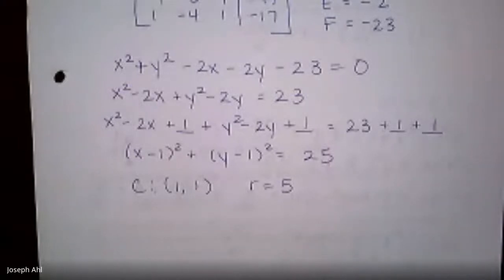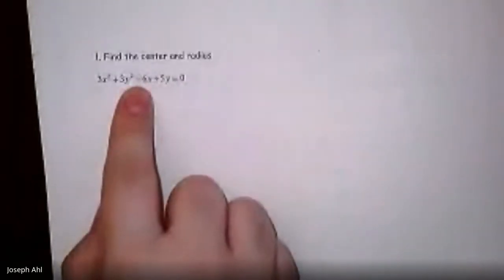Okay, last thing I'm going to do with you is one more complete the square, in case that's something that we still need a little bit more practice with. It's finding the center and radius of this circle right up here. It's actually pretty similar to what we started with at the start of today's lesson.